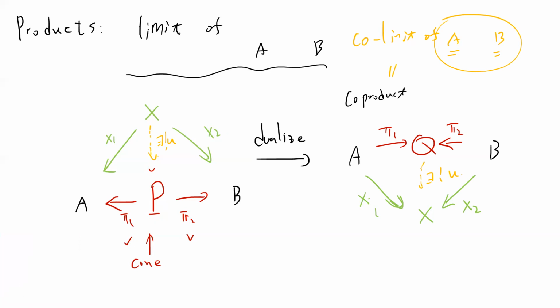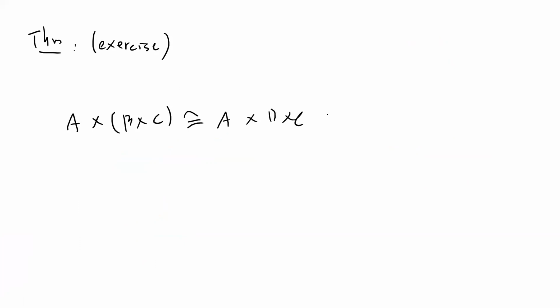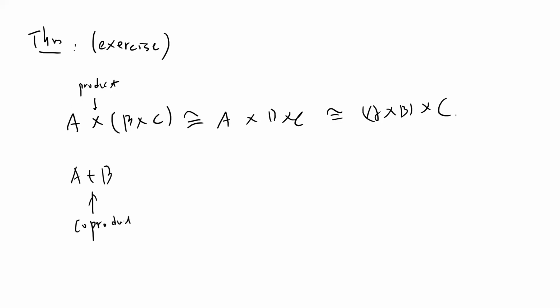I don't have to talk about examples, but there is a theorem that I will not prove. I leave it as an exercise. It's easy: the product of A with the product of B and C is isomorphic to the product of A, B, and C. By the way, some people use addition as the notation for the coproduct. You can also check that the coproduct is associative.